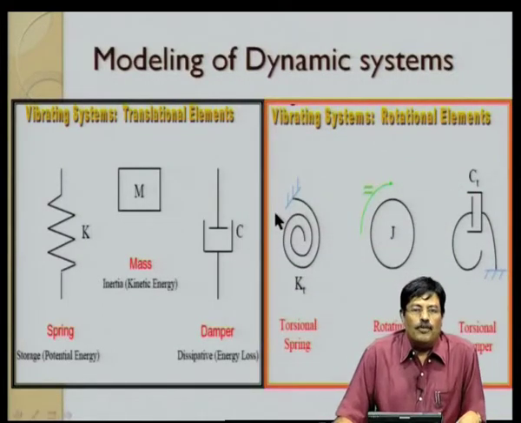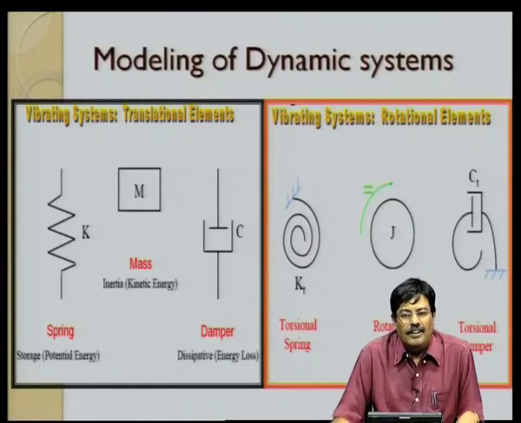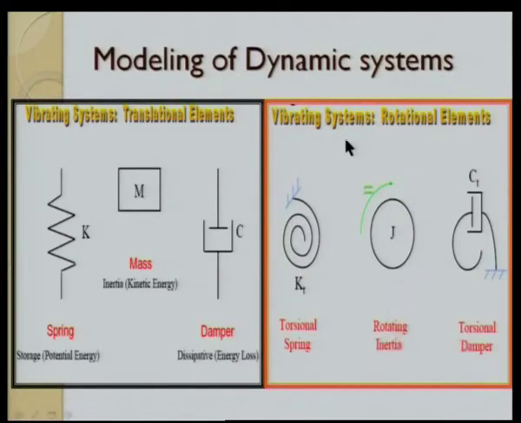There are also some rotational elements like shafts, where the representation is slightly different. The stiffness of the shaft is represented by a rotational spring with a stiffness kT. The rotational mass is represented by a circular element called the mass moment of inertia, or the rotational inertia, and the damping is given by a torsional damper, which is represented here.